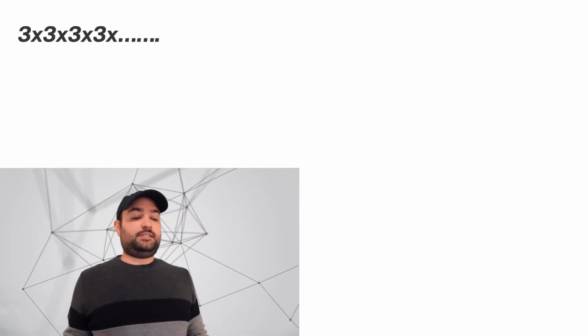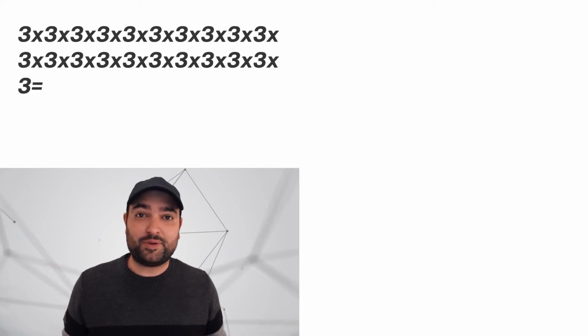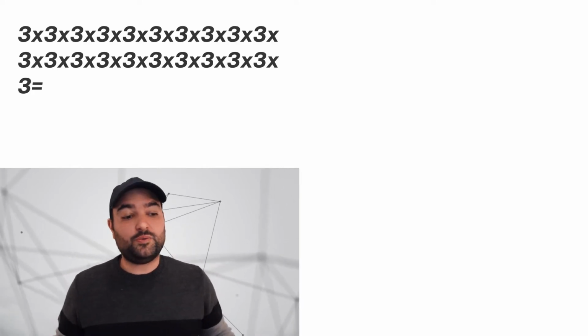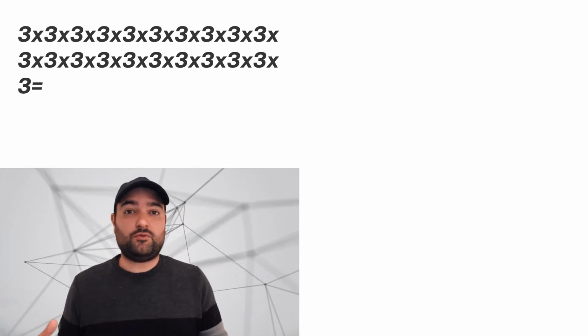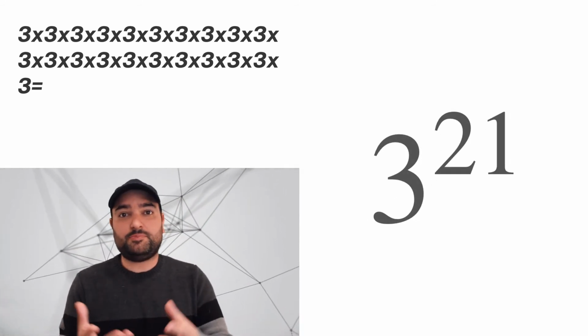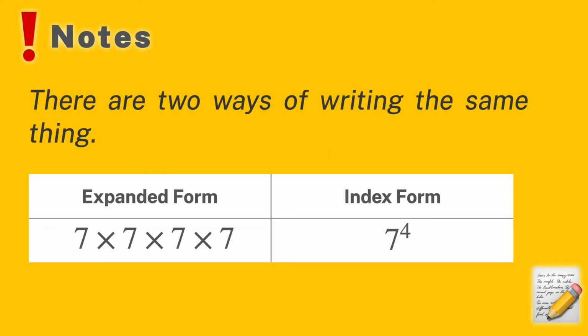Well, exponents are a bit similar, except it isn't about repeated additions. Now it is about repeated multiplications. There are 2 ways of writing the same information. We can write it out in expanded form, or we can write it out in index form or exponent form, whatever you want to call it. Using powers, or exponents, is another, shorter way of writing repeated multiplication. This method of writing repeated multiplication is quite useful when we deal with our prime factors.